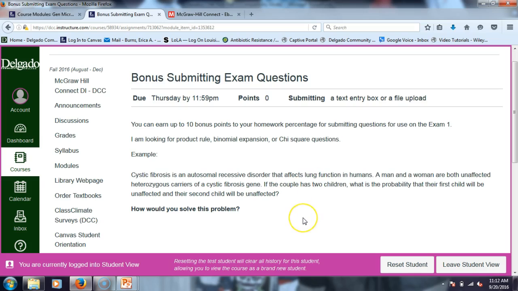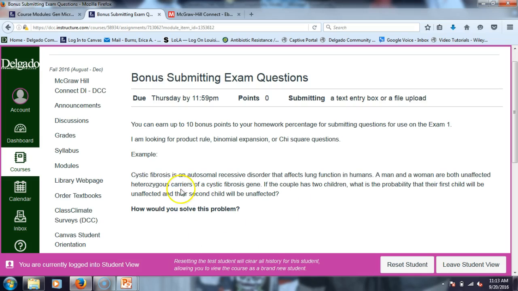So if you read the instructions, you can earn up to 10 bonus points to your homework percentage for submitting questions for use on exam 1. I'm looking for product rule, binomial expansion, and chi-squared questions, which I haven't even given you any chi-squared questions yet. And as I got to thinking about that, I was like, I want to see what they come up with before I give them one. So, and who knows, we might pick a couple and do them in class next week, right? Of the ones you guys submit, if I get any.